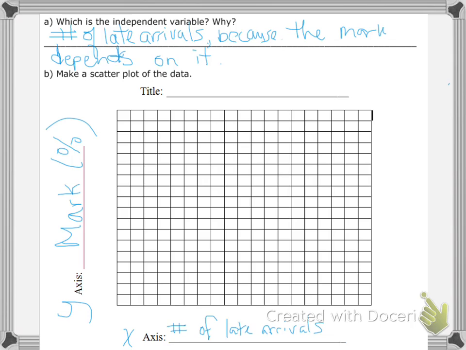Okay, and then your title is based on that. So you start with the dependent variable. You start with the word mark. So this is marks versus number of times late. And this is a strategy you can use all the time when you are creating titles for your scatter plots. You need to list first the dependent variable versus the independent variable.